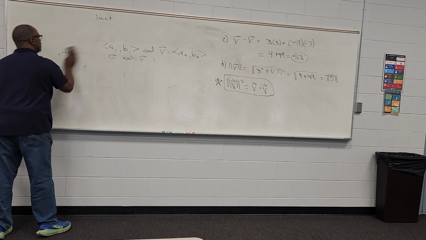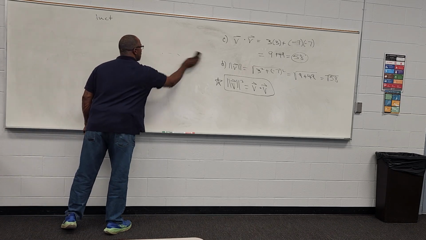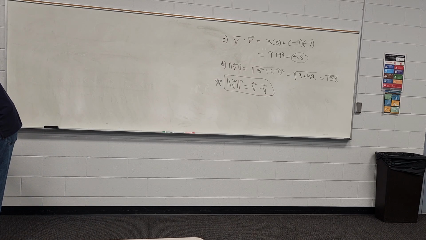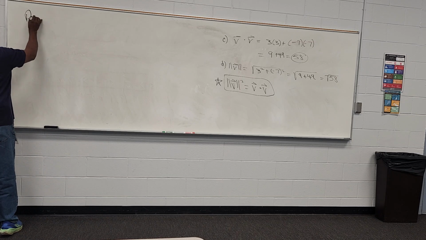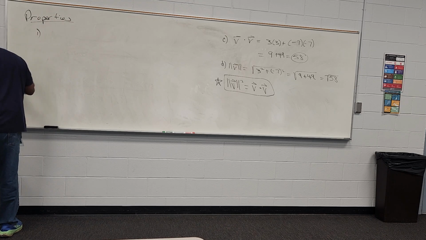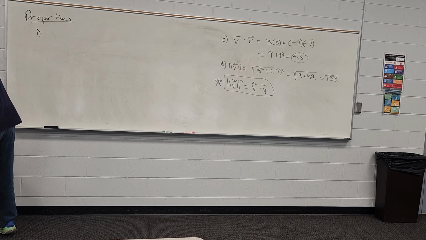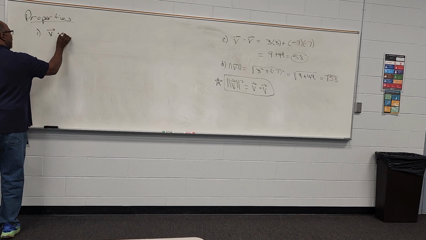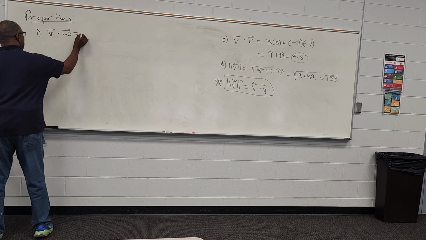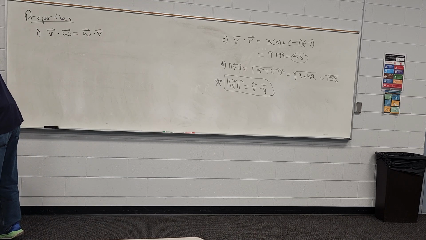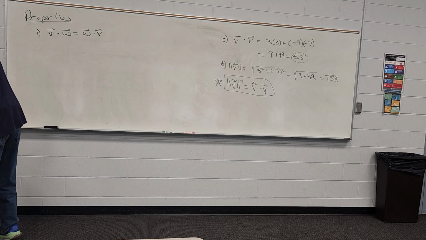So on the next page, they give us some of these properties of the dot product. Number one, u, v, and w all vectors. They say that vector v dot vector w is the same thing as vector w dot vector v. In other words, the order doesn't matter. We saw that a moment ago.